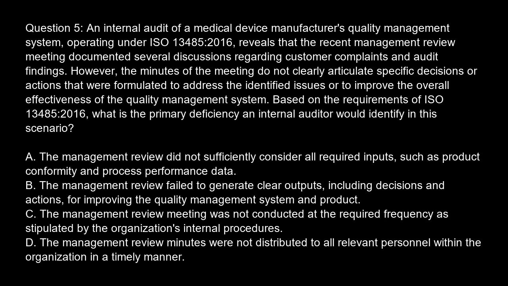Based on the requirements of ISO 13485:2016, what is the primary deficiency an internal auditor would identify in this scenario? Option A. The management review did not sufficiently consider all required inputs, such as product conformity and process performance data. Option B. The management review failed to generate clear outputs, including decisions and actions, for improving the quality management system and product. Option C. The management review meeting was not conducted at the required frequency, as stipulated by the organization's internal procedures. Option D. The management review minutes were not distributed to all relevant personnel within the organization in a timely manner.